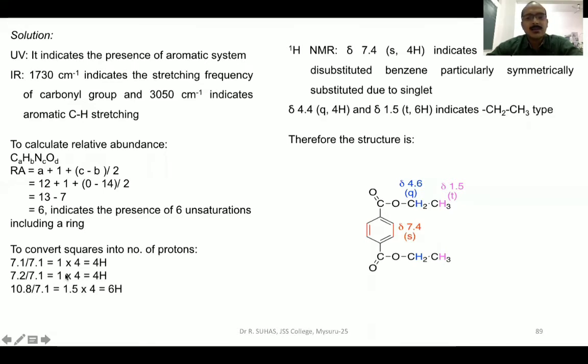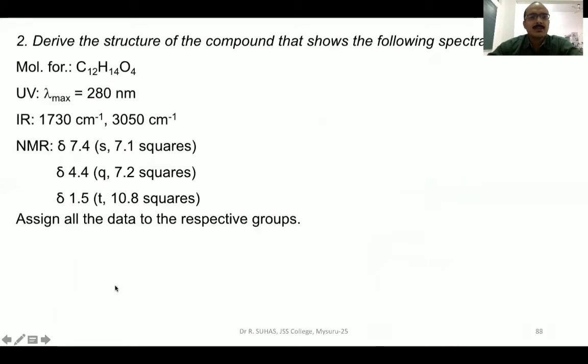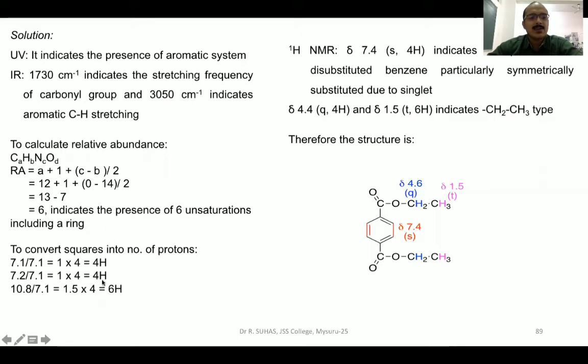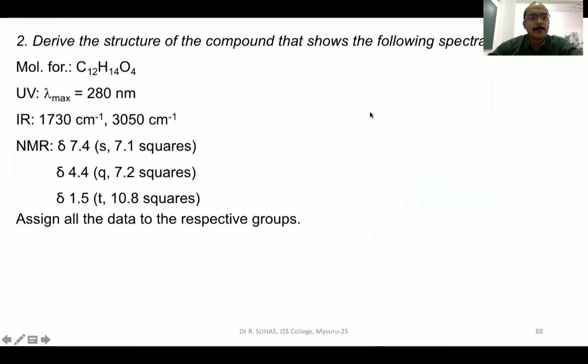There are totally 14 protons in this compound. So start multiplying by 1: 1 into 1, 1, 1 into 1, 1, 1.5 into 1. So the total becomes 3.5 protons. It is not matching. Multiply by 2, it will not. Multiply by 3, it will not. When you multiply by 4, definitely it will match: 4 plus 4 is 8, 8 plus 6 is 14. So the molecular formula fits perfectly into 4H, 4H, 6H.